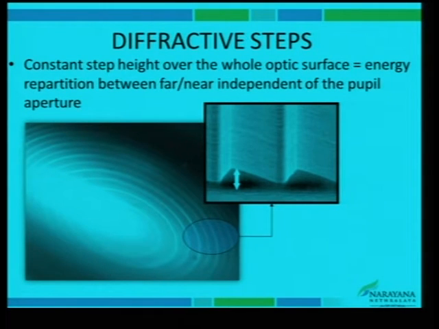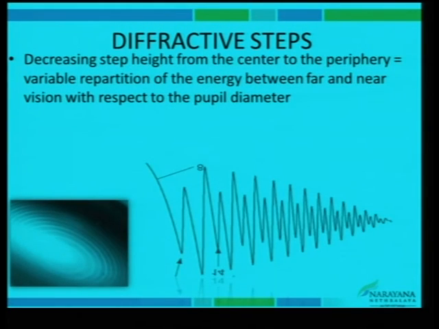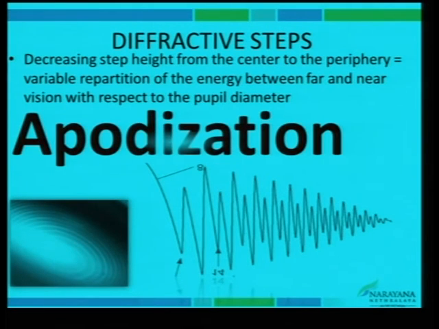A constant height over the entire surface means it becomes pupil independent, and when you decrease the step height from center to the periphery, you have greater distance in the center, and greater near vision in the center, and reduction as the pupil dilates, which is useful for night vision, and this is what is called apodization.